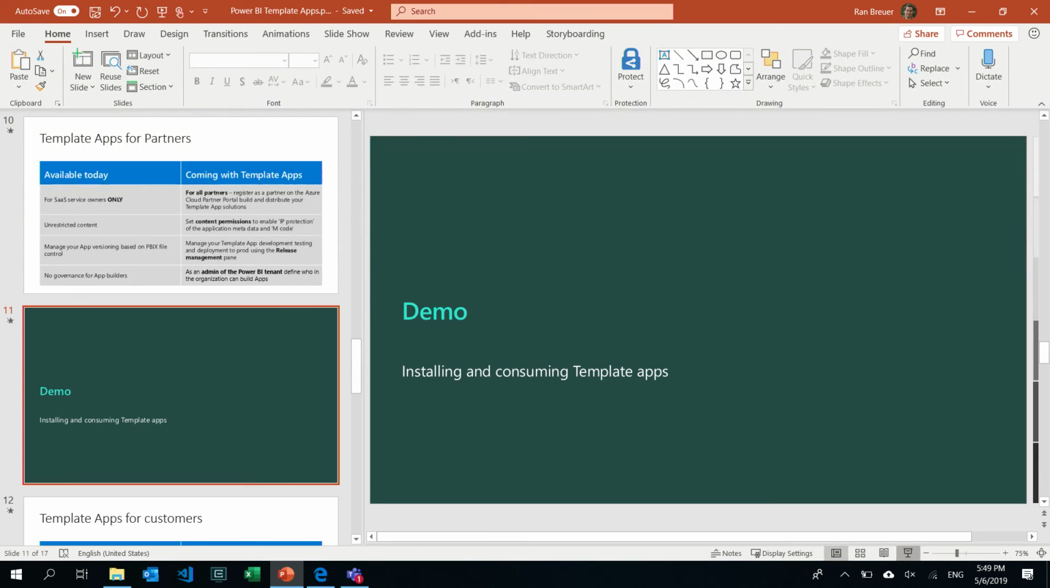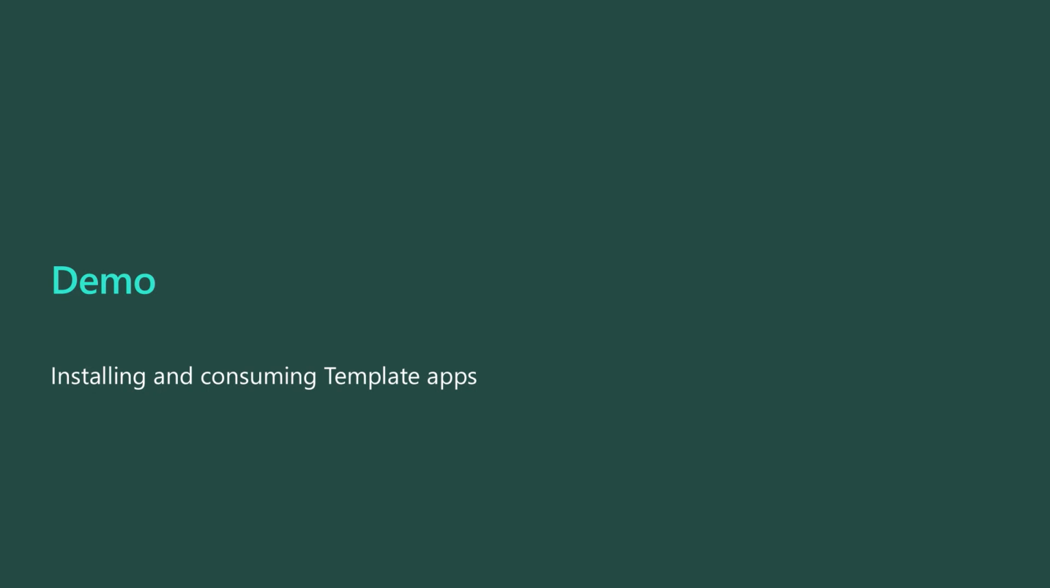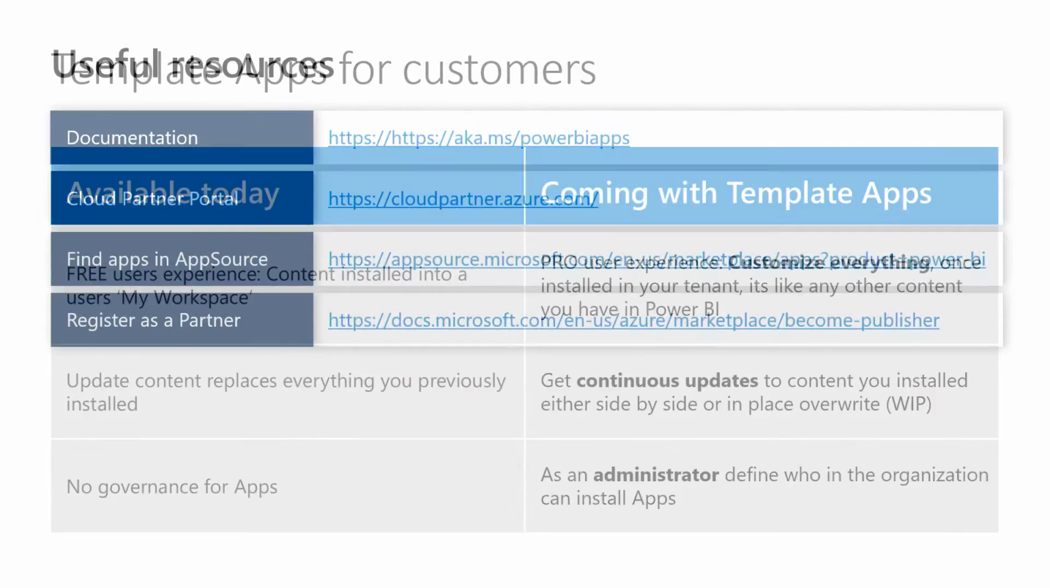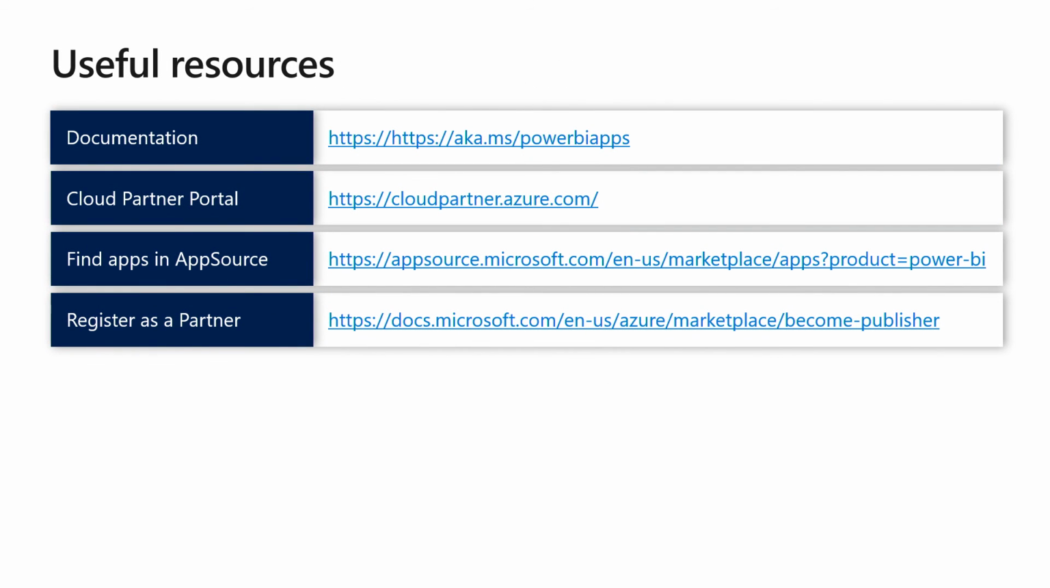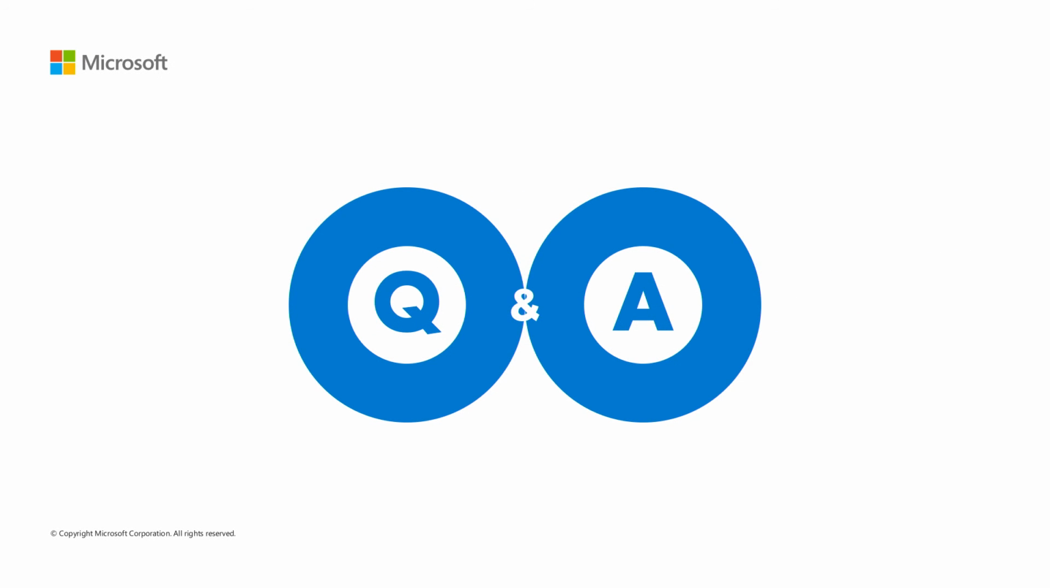So I think we're out of time in terms of the session itself. Just some useful resources if you want to grab some of the links. The documentation is already out. Like I've said, we're going to be GA'd in June. You're welcome to sign up as a partner in the Cloud Partner Portal. You can find any app that already exists in the marketplace, in app stores. And that's it. Any questions?